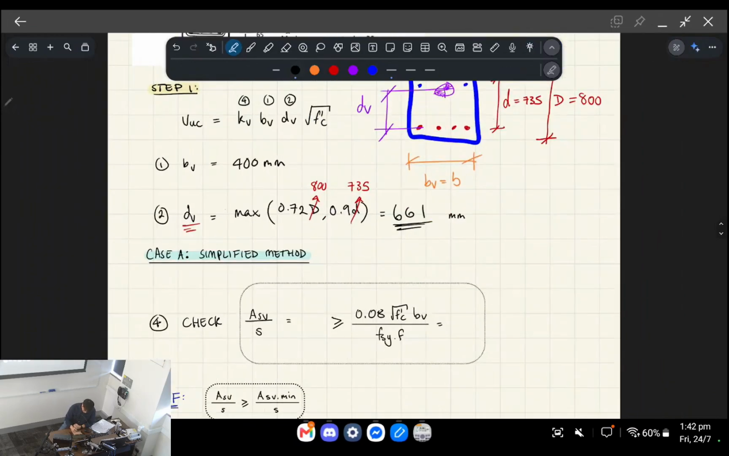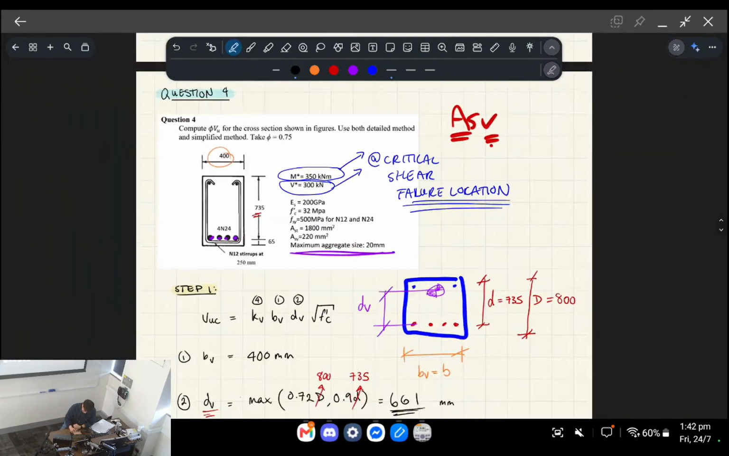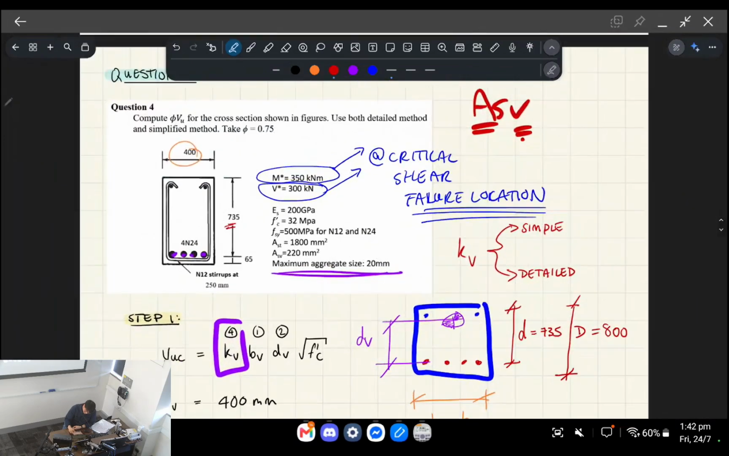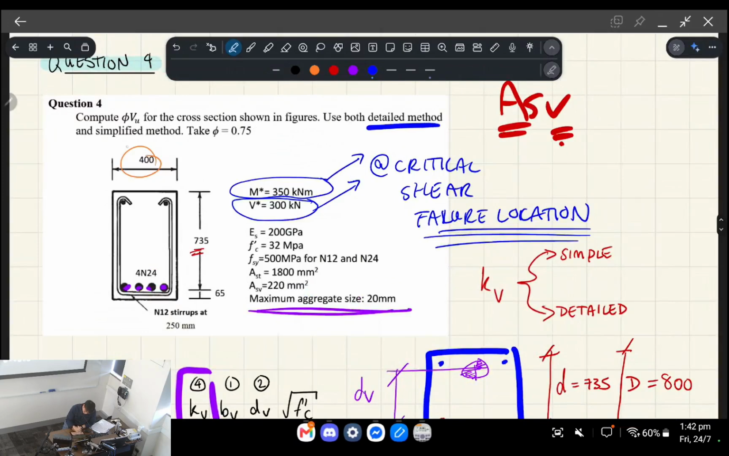So that's dV. Now we've gotten dV. Next we're going to try to work out kV. kV is your aggregate interlock factor. I'm going to scroll down on the left-hand side here. There are two ways you can solve it. The first way is the simplified method, and the second way is the detailed method. In this question, it says use the detailed method and the simplified method to solve this question. In your final exam, just check whether they're asking for the simplified method or the detailed method.